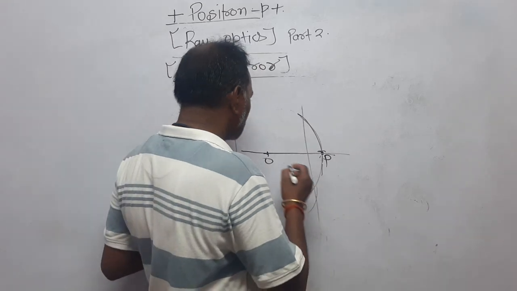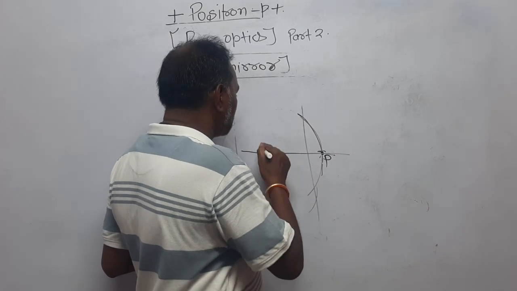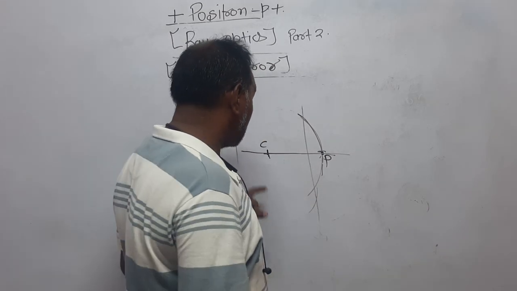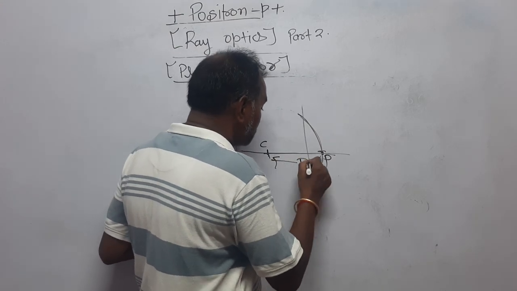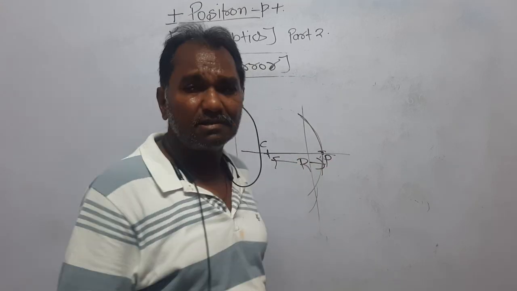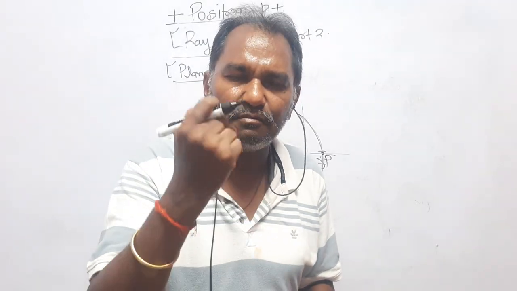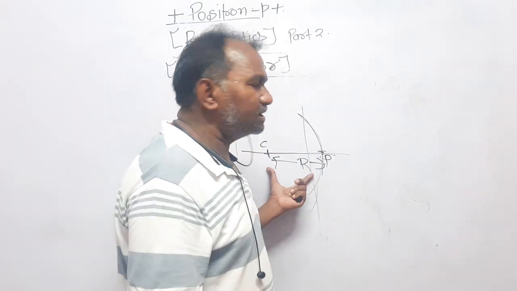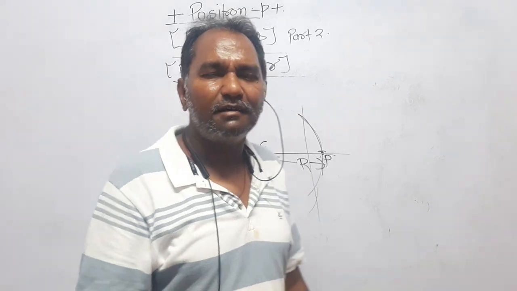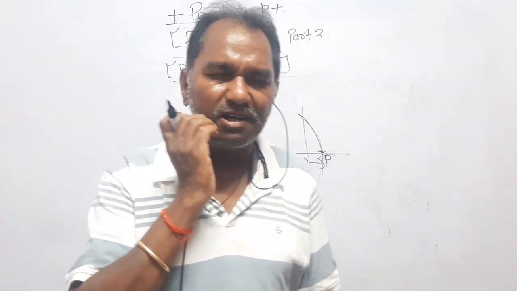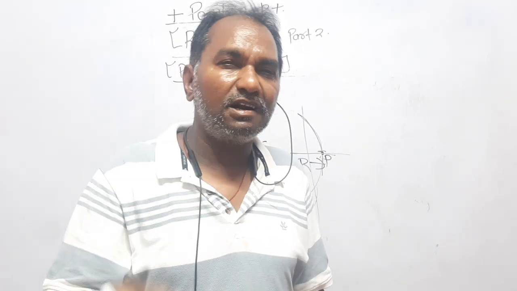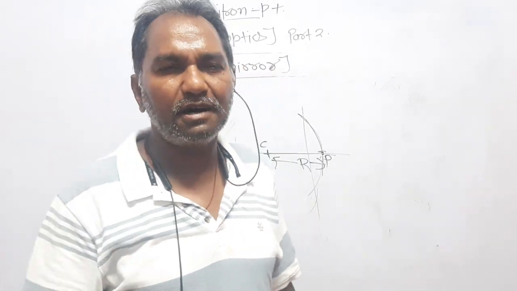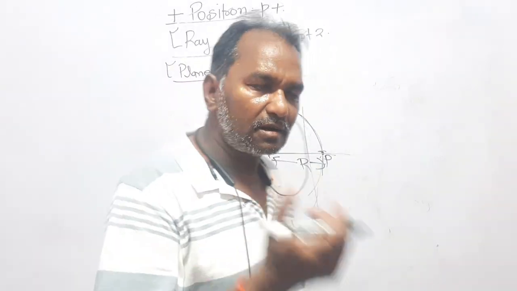Dear students, this is the center of the sphere. The radius of that sphere, of which your spherical lens or mirror is a part, is called the radius of curvature. The spherical mirror or the lens is a part of a sphere, so the radius of that sphere is the radius of curvature of your spherical mirror or lens.